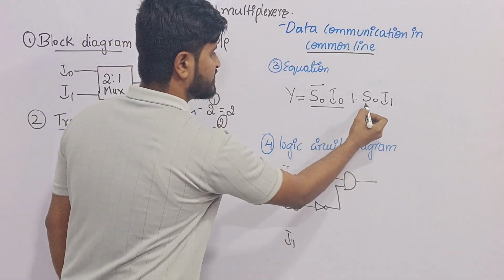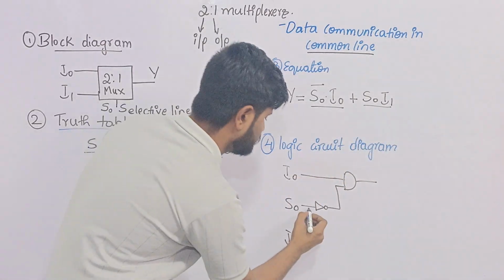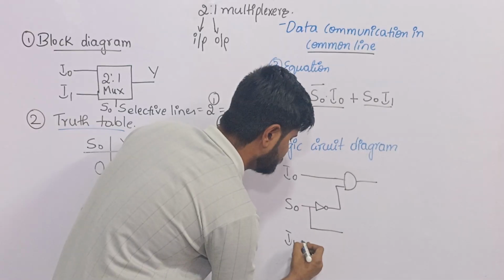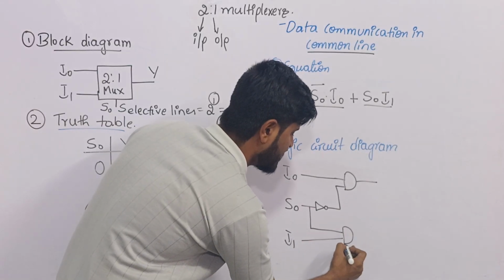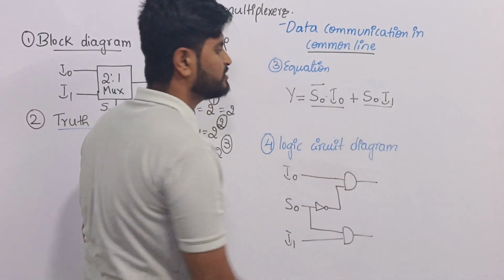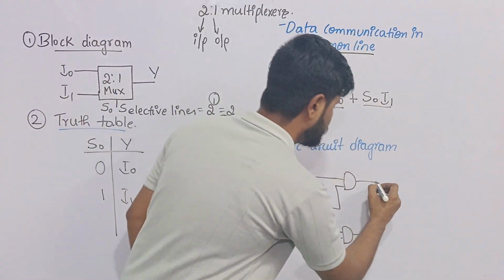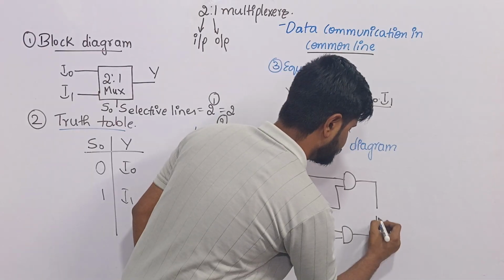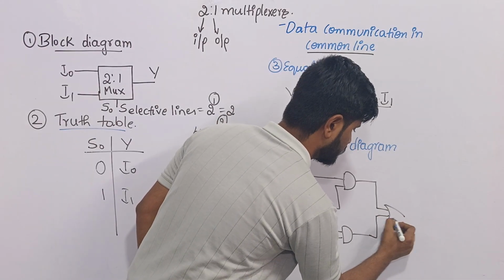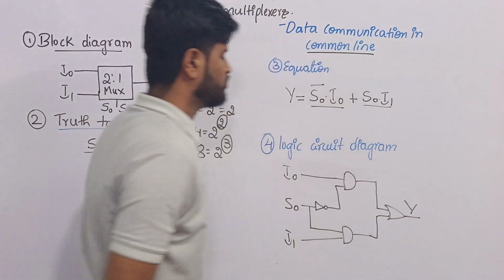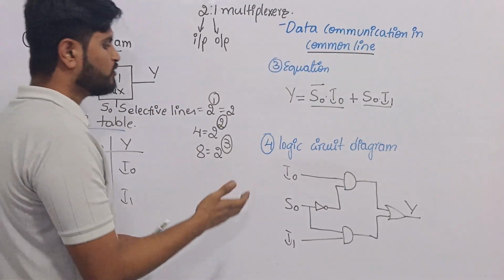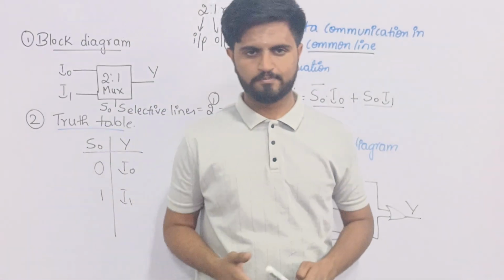Next, for S0 I1, S0 I will take from here itself, and I1, using an AND gate because there is a dot between them. Now you must add both of them, so you use an OR gate to add both of them. Now you get the final output Y. So this is how you design the 2 to 1 multiplexer.